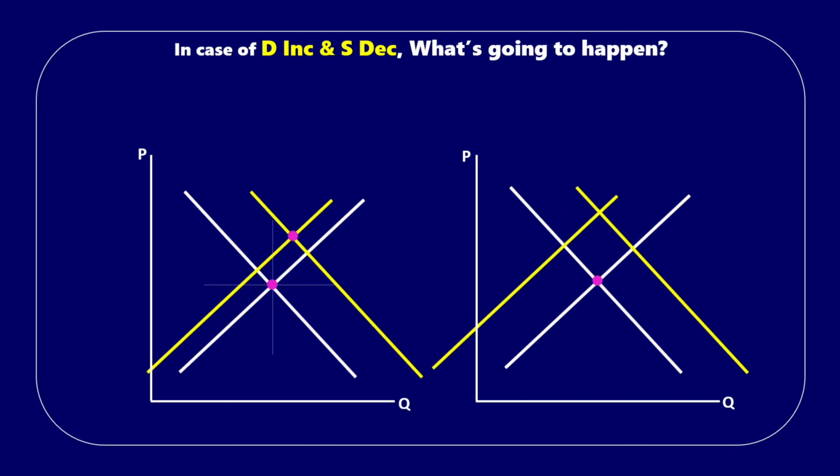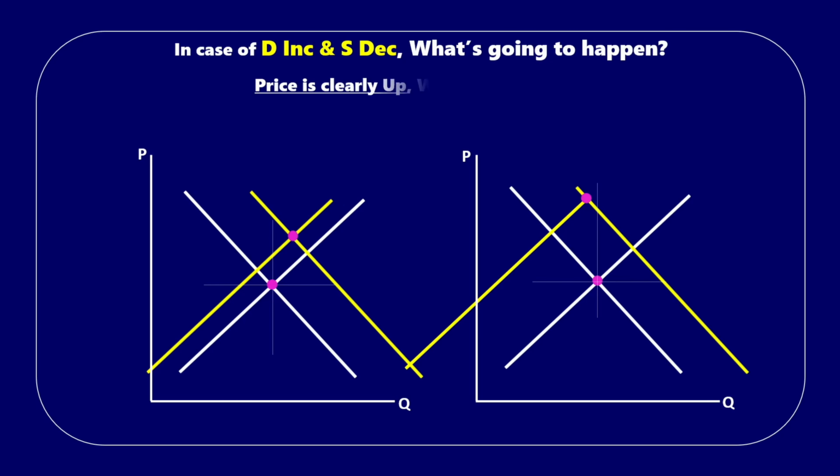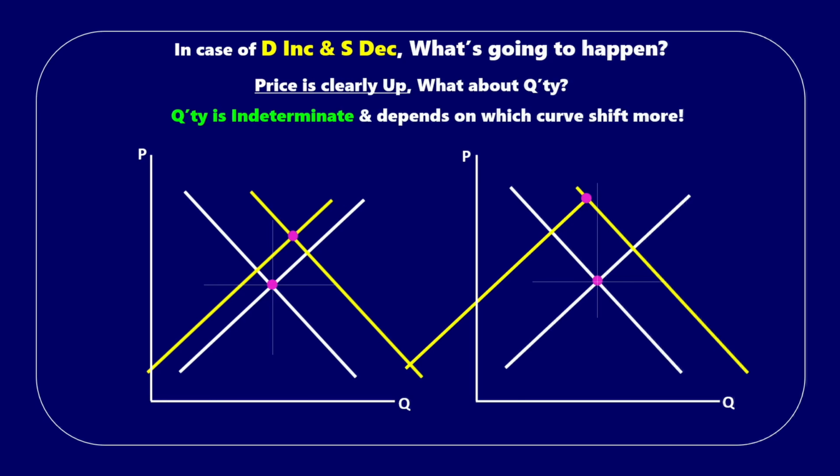Well, in both cases, the pink dot obviously moved upward, so price must be determined. But quantity either decreased or increased. So in a case where demand increases and supply decreases, the price moves up and the quantity is indeterminate and depends on which curve shifts more.